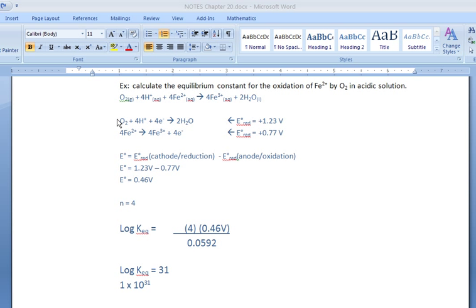So if we were asked to calculate the K eq, or equilibrium constant, for the oxidation of iron by oxygen in an acidic solution, it would look like this. This would be our redox reaction. After we find out what the cell potential is for each one, we could figure out the cell potential for the overall reaction. And we would know that 4 electrons are transferred. Given that value, we could figure out what the mass action expression would be, or Q, for this, using the equation above, or using actually this equation here. And we would find that if you divided these out, you would end up with a K value of 1 times 10, or sorry, a Q value of 1 times 10 to the 31st.